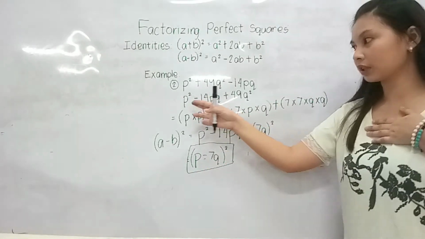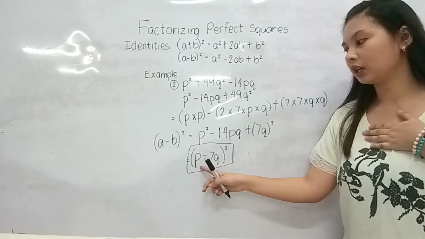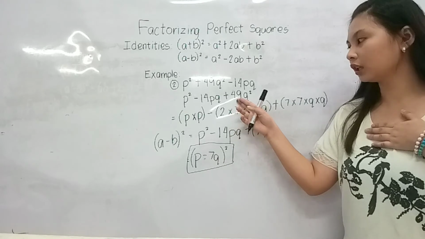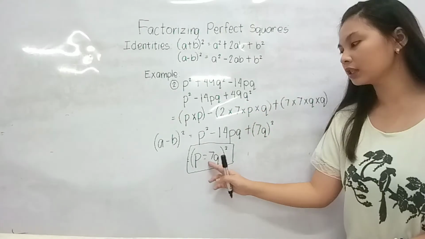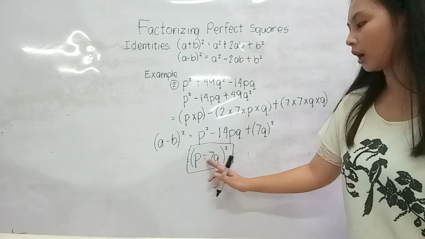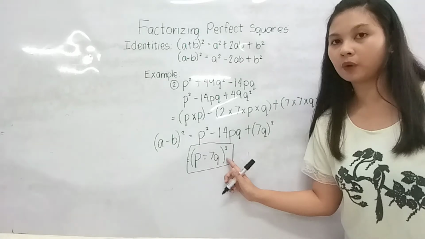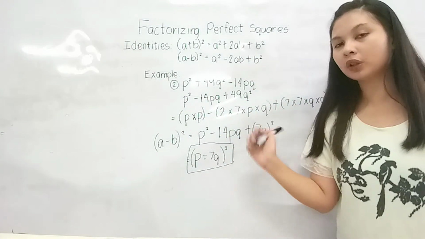Since perfect square si p squared, kunin nyo na lang yung isa niya, p. And then, minus, si 49q squared po is also a perfect square, magiging 7q na lang yun. Kapag in-expand natin si (p minus 7q) squared, babalik po ulit tayo sa ating first equation. Yun lang po yun.